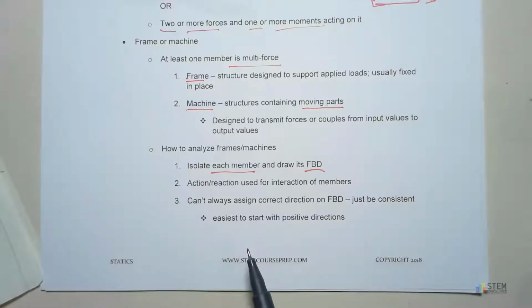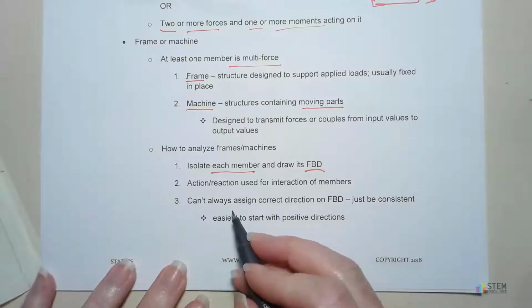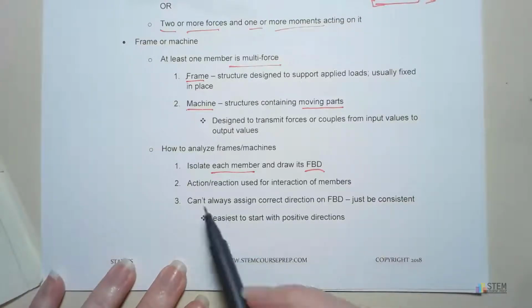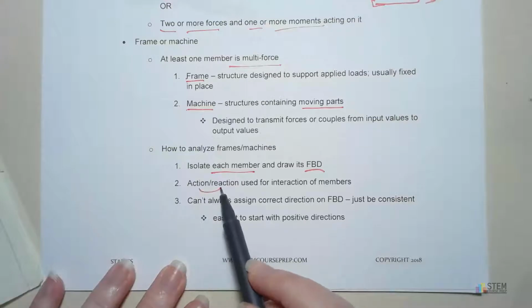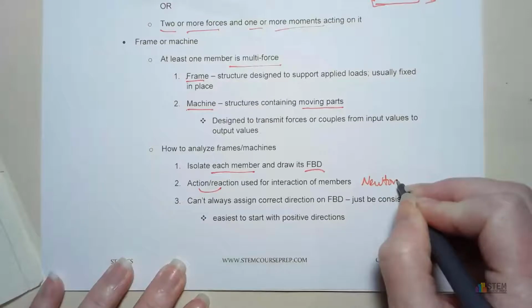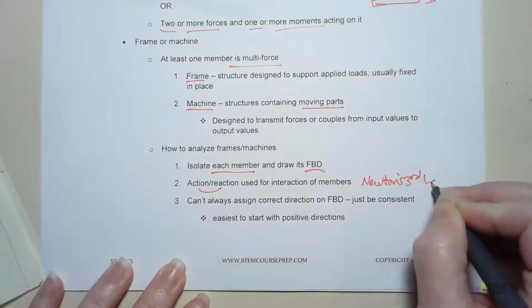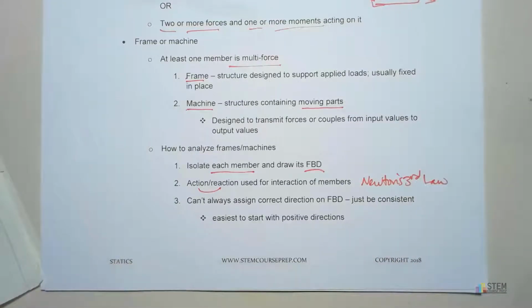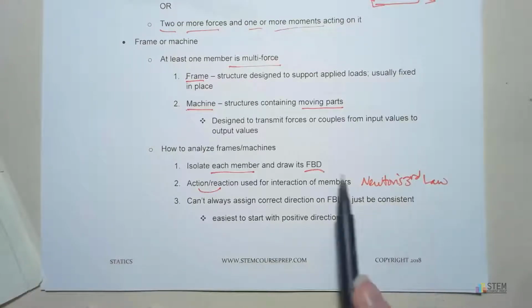Now these members are going to be placed together, so with pins, for example. Because of that, since they are pinned together, we're going to have action and reaction. That's from Newton's third law. Okay, so we're going to have interaction of members. You've got to remember to take into account this Newton's third law when we're doing our free body diagram.